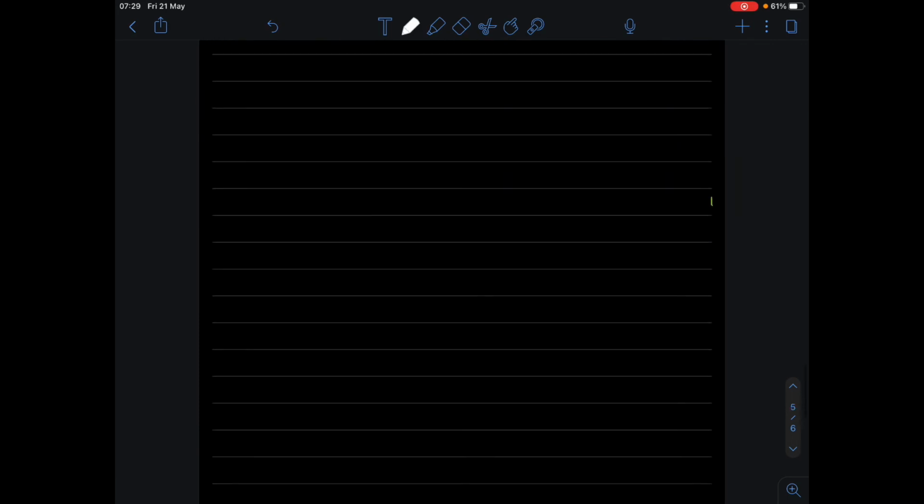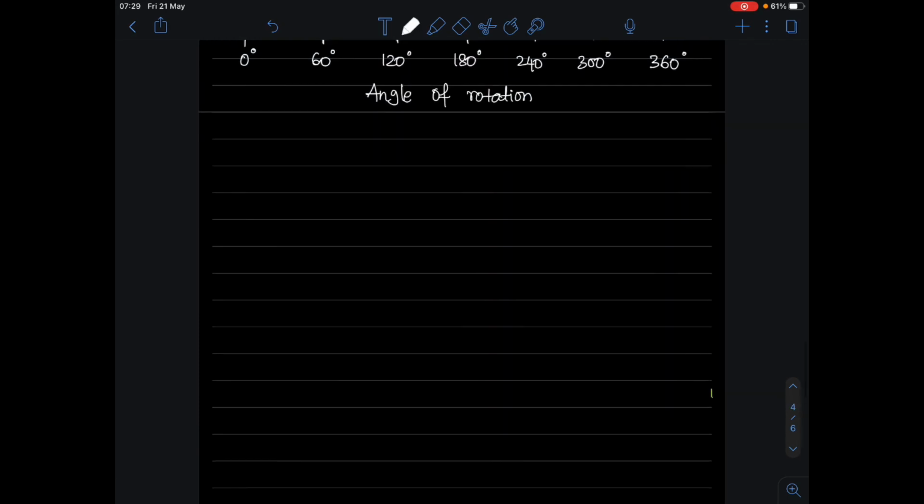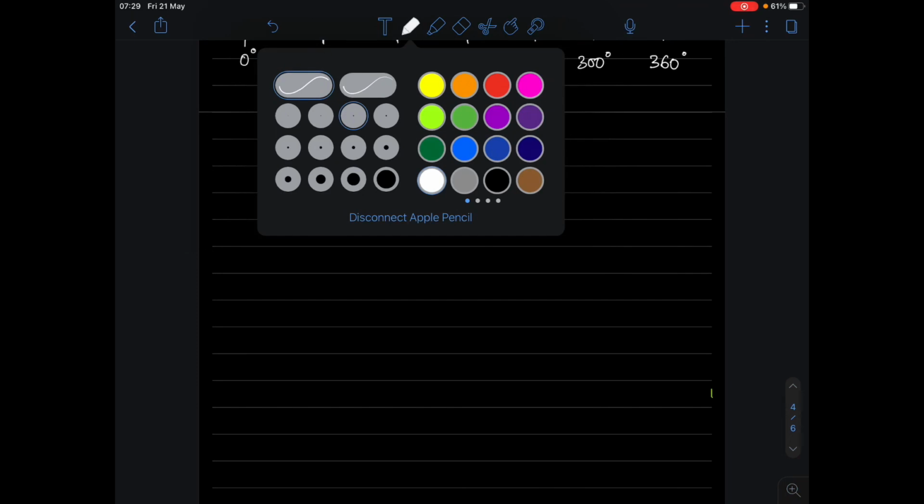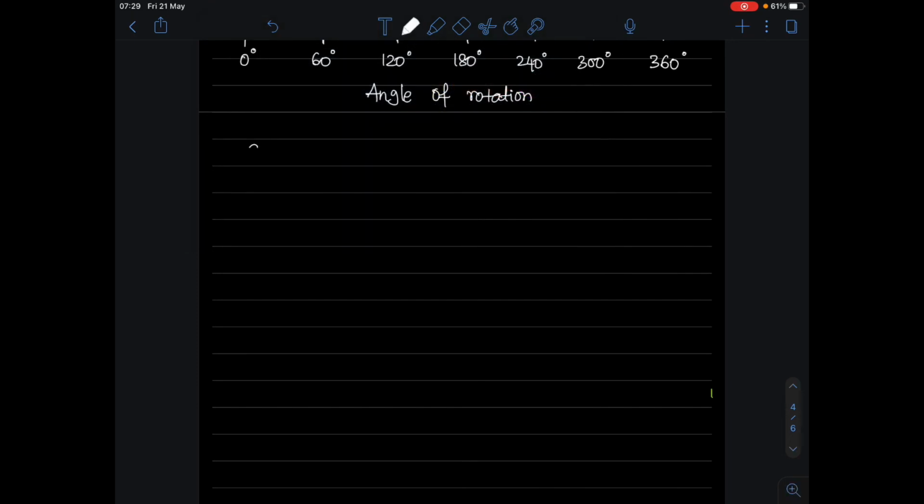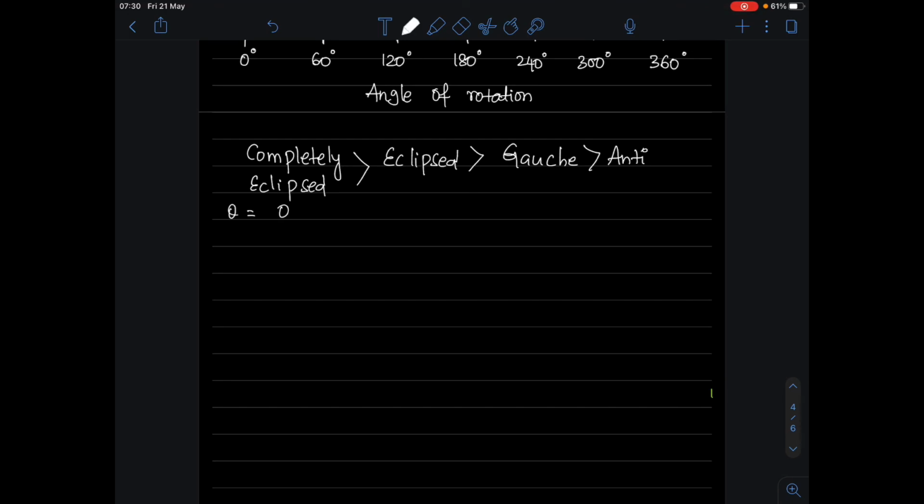If I write the energies, all eclipsed conformations will have a higher amount of energy than all staggered conformations. The complete order is: the completely eclipsed conformation has the highest energy, followed by the eclipsed conformation, followed by the gauche conformation, followed by the anti-conformation. Here the dihedral angle is 0. Here, the eclipsed conformation, it is 120. Here the dihedral angle is 60. Here the dihedral angle is 180.